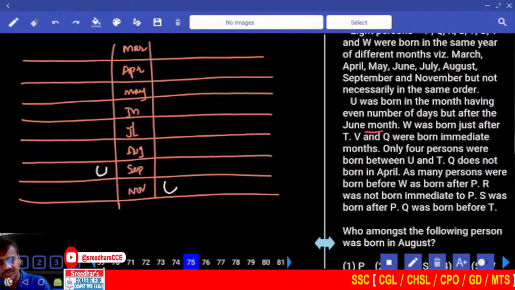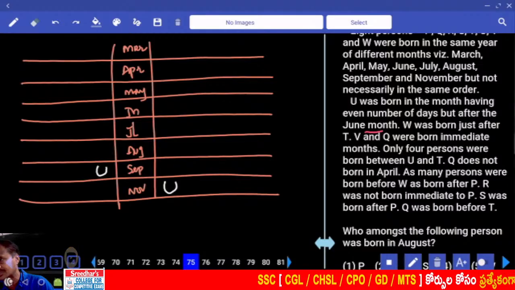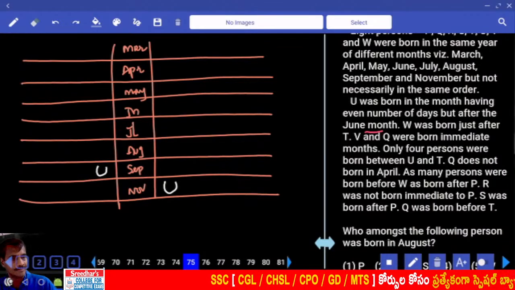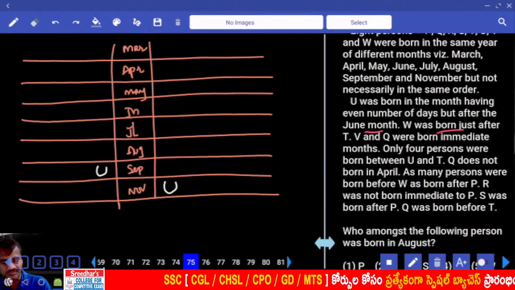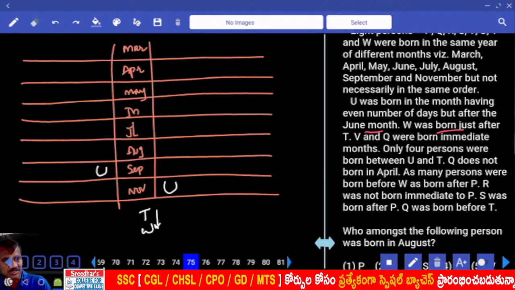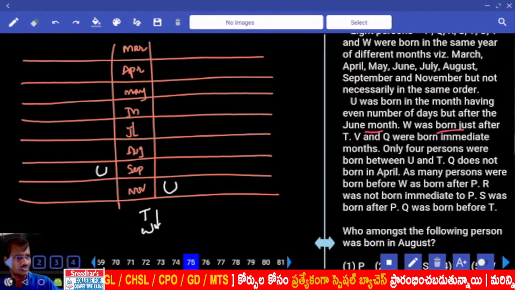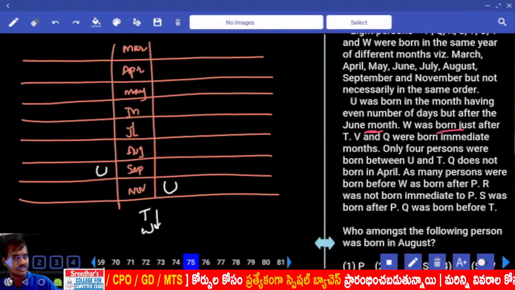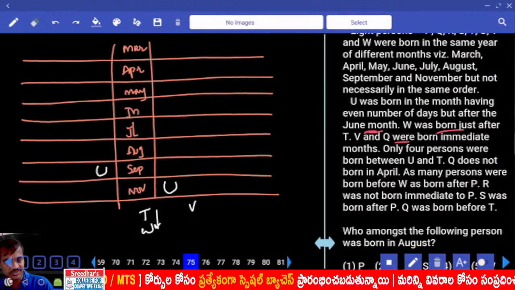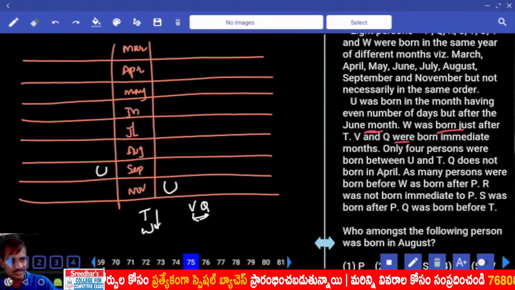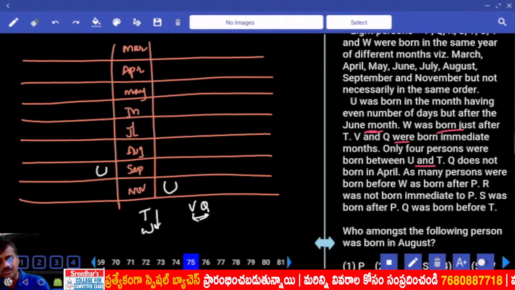How many possibilities we have? 2 possibilities. U can be in the month of either September or November. And W was born just after T. And V and Q were born in immediate months. V and Q are adjacent to each other. And 4 persons between U and T.